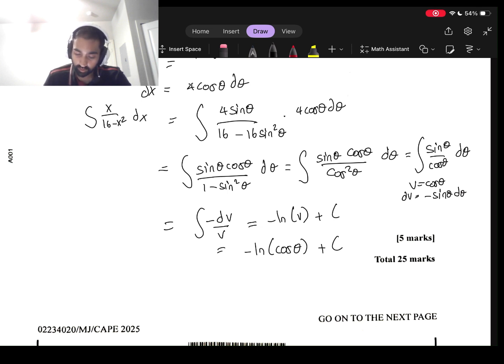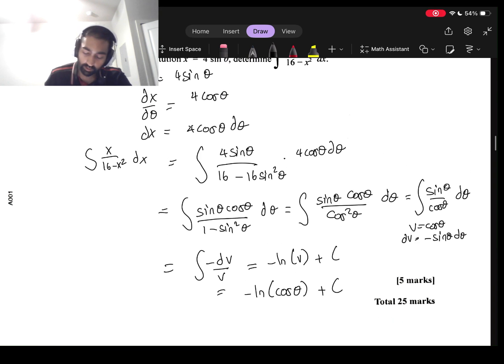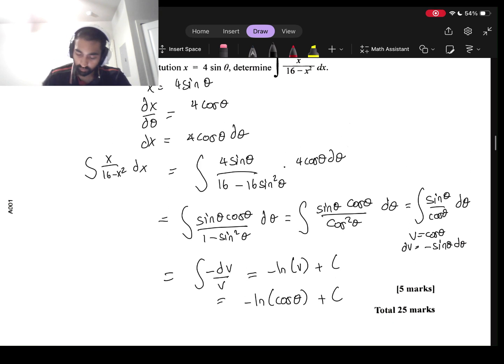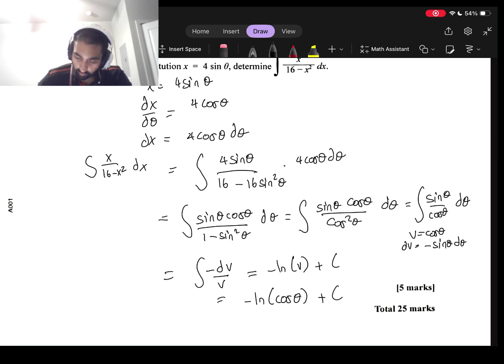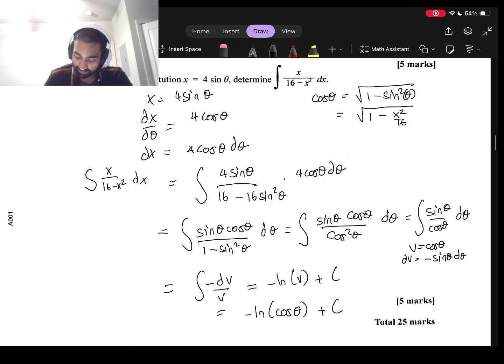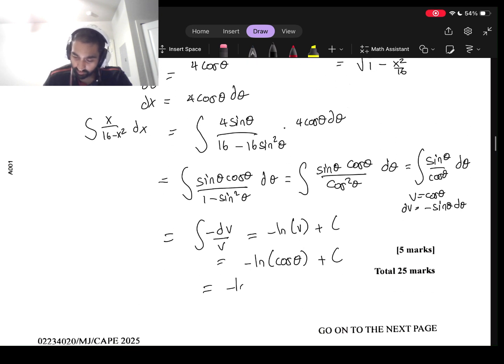But what is cosine theta? Well, you have to write cosine theta in terms of x. The way I would do it is this: cosine theta will be the square root of 1 minus sine squared theta. And then sine theta is x over 4. So it'll be the square root of 1 minus x squared over 16. So if I put all that in, it'll be minus ln of the square root of (1 minus x squared over 16) plus c.